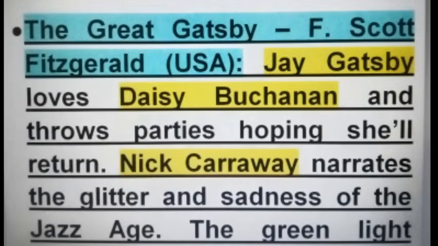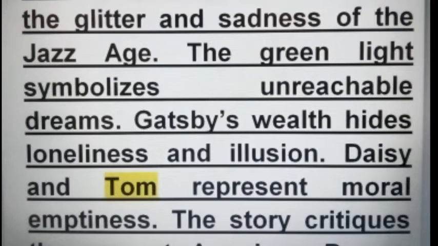The next work is from America again, written by F. Scott Fitzgerald. The work name is The Great Gatsby. Jay Gatsby loves Daisy Buchanan and throws parties hoping she will return. Nick Carraway narrates the glitter and sadness of the Jazz Age. The green light symbolizes unreachable dreams.